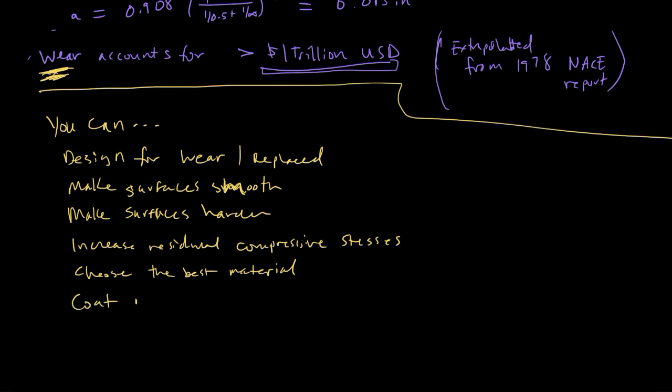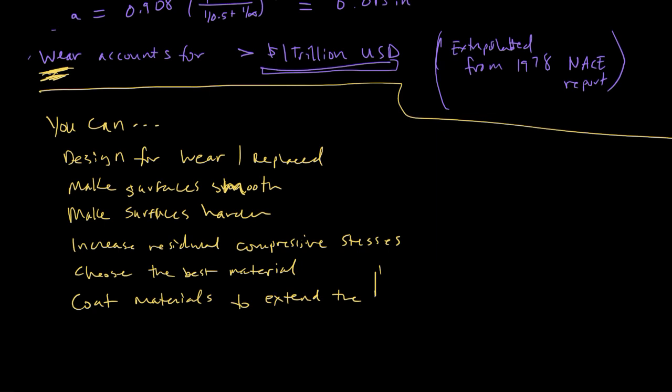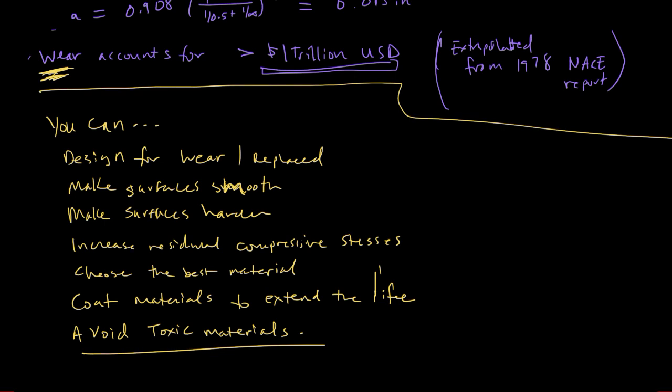You can coat materials to extend the life, and there are so many options. And as an environmental concern, you can avoid using toxic materials that will inevitably wear into the environment. Something you have to be concerned about. So that concludes our discussion of surfaces and wear.